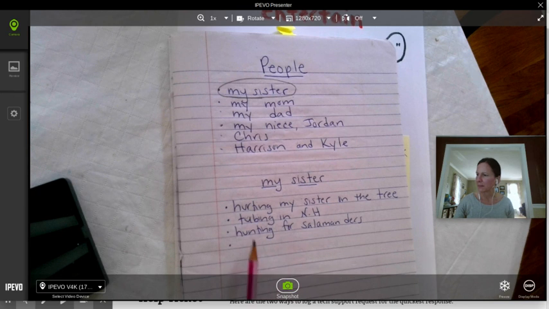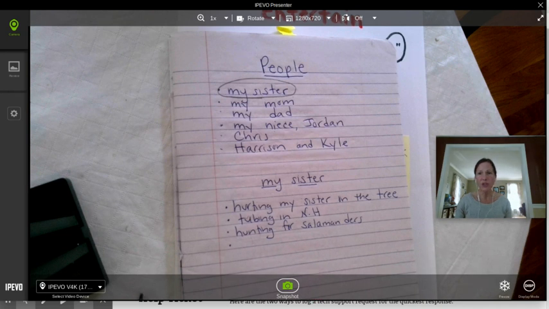that I could write about the time when I hurt my sister on the tree. And I also thought I could write about the time when we used to always go tubing in New Hampshire up at Lake Horace when we were kids. So I could write about that time. Or we also did a lot of hunting for salamanders when we were in New Hampshire. So I thought I could write about the time when we did that, right?